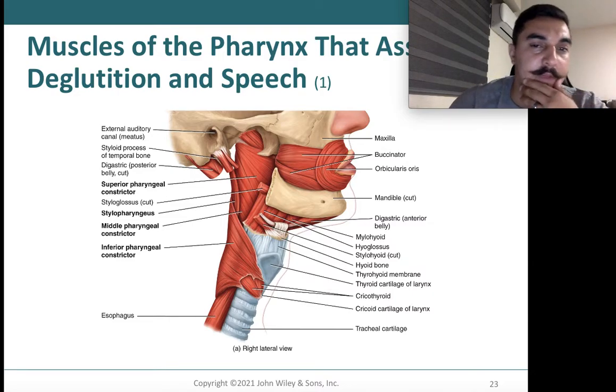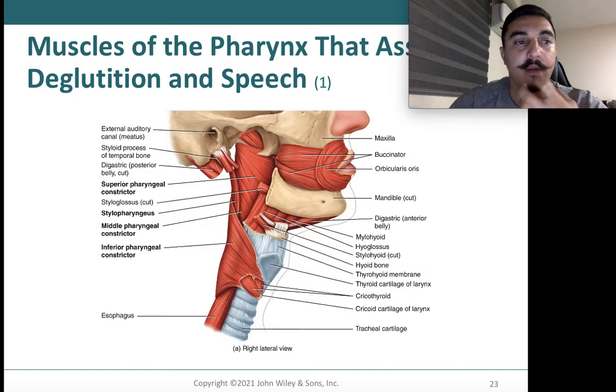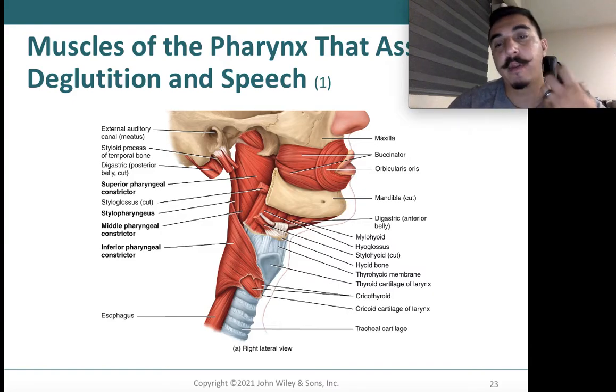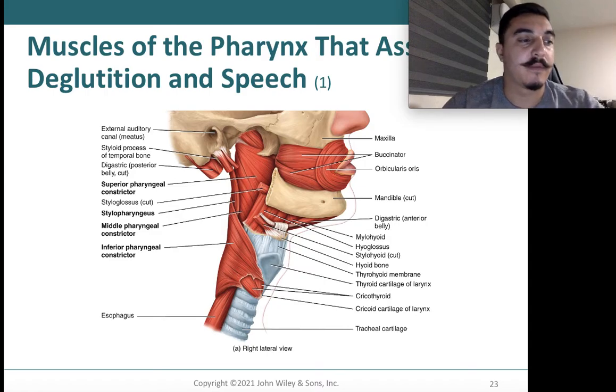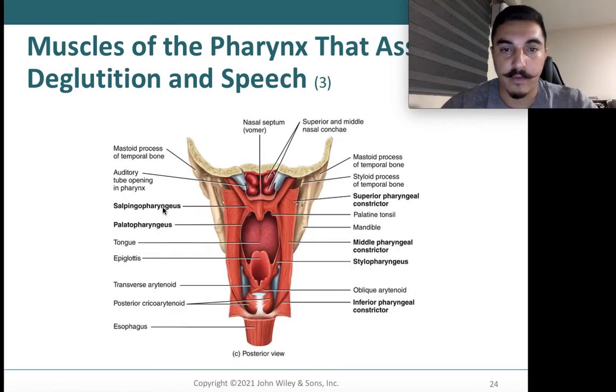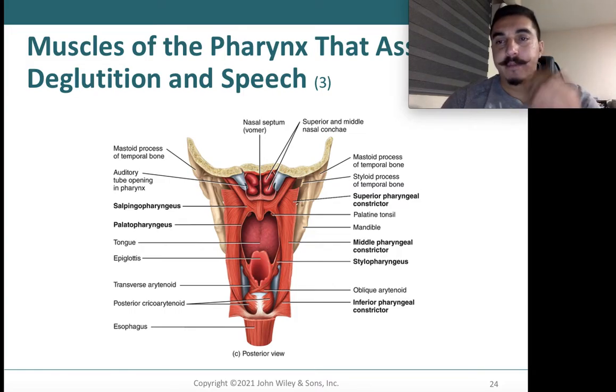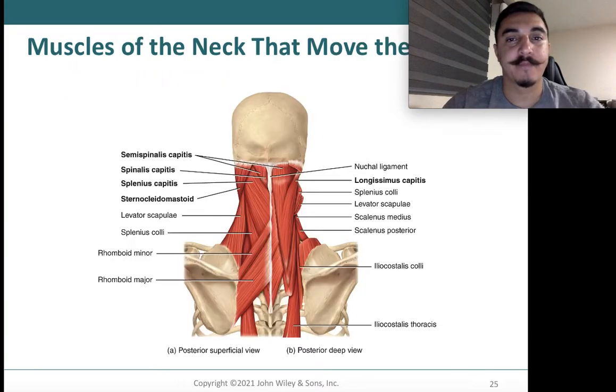Most of them have the same function: elevate the larynx and pharynx, kind of constrict. So the constrictors will constrict those portions to propel the food down into the esophagus. That's kind of the function. But we have the stylopharyngeus, the salpingopharyngeus, and the palatopharyngeus, which I think are going to be here. They're going to help elevate the larynx and pharynx and pass our food down. Okay.